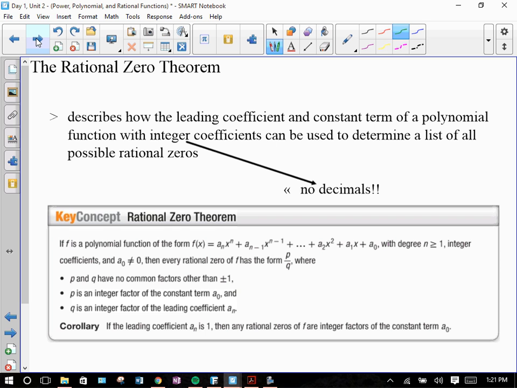And so the theorem says, if f is a polynomial function with degree n greater than or equal to 1 with integer coefficients, and a sub 0 is not equal to 0, that means it has a constant. Then every rational zero of f has the form p divided by q, where p and q have no common factors other than plus or minus 1. P is an integer factor of the constant term a sub 0, and q is an integer factor of the leading coefficient a sub n. Okay.